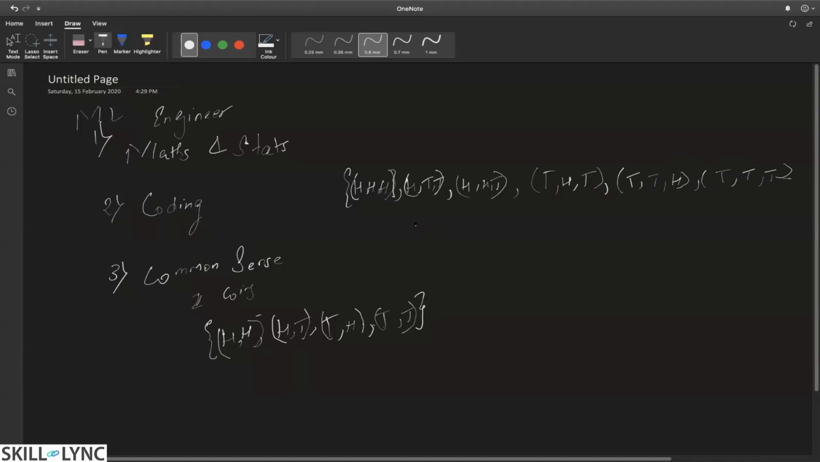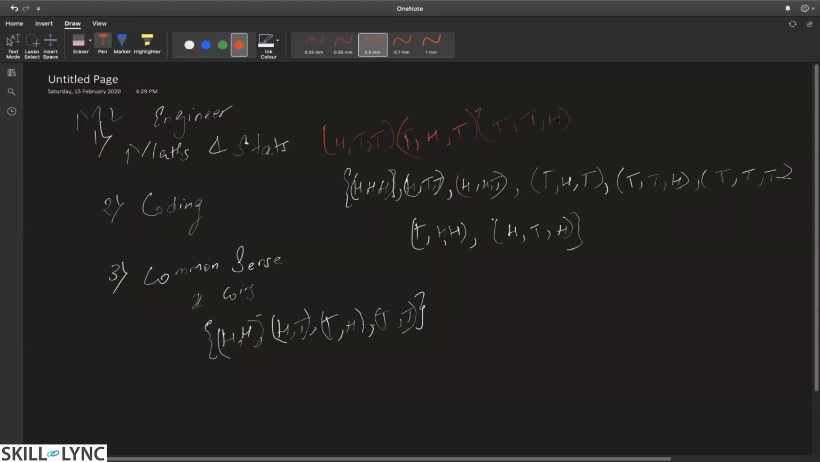Sixth outcome. What will be the seventh one? Seventh outcome. What will be the eighth one? Okay, so I have written all the 8 outcomes, right? Now if you notice, getting exactly 1 head, what are those? So let me write what are those. It's H, T, T and T, H, T and T, T, H. So now the total possible outcomes, we have 8.